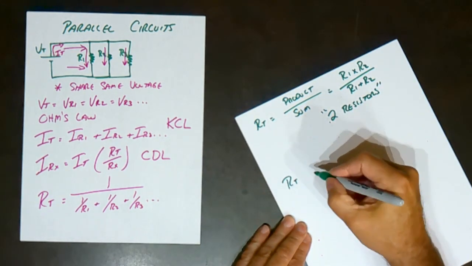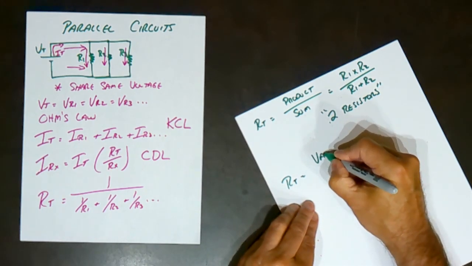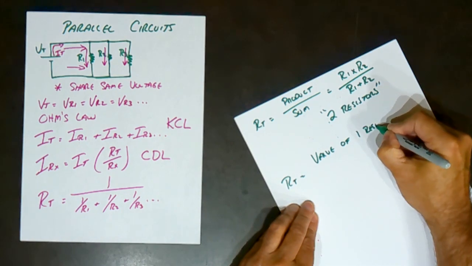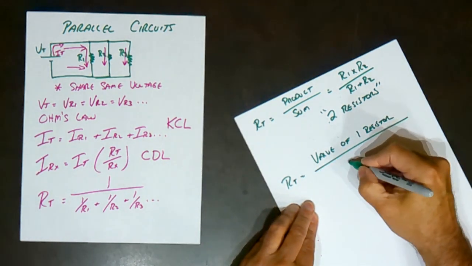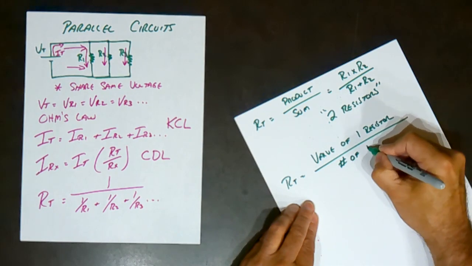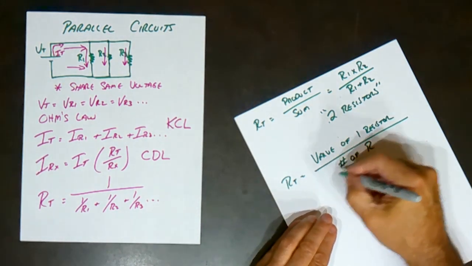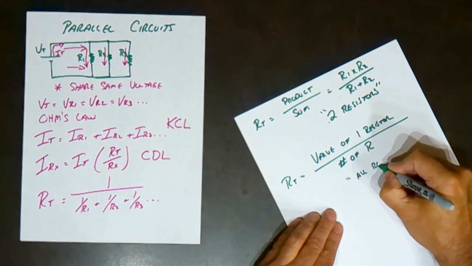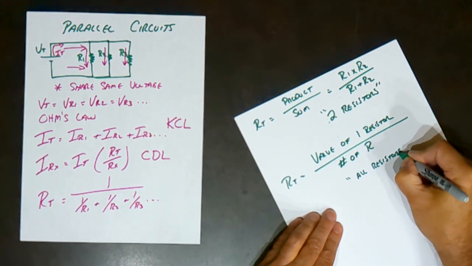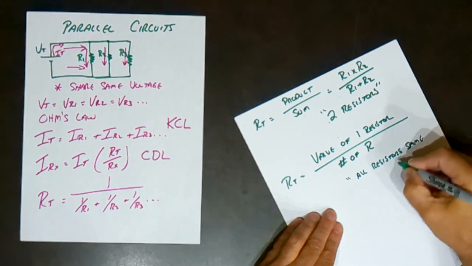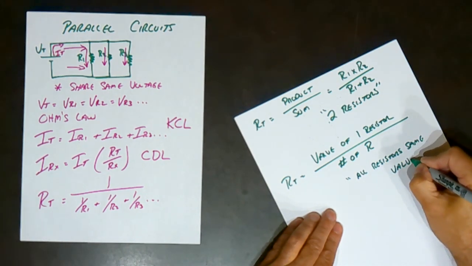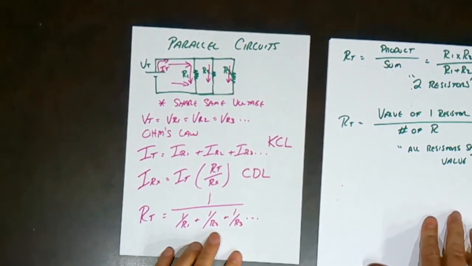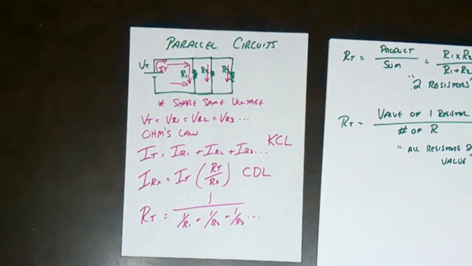There's also this one. R total is equal to the value of one resistor divided by the number of resistors you have. And this formula can be used when all resistors are the same value. So there were two shortcut formulas that we added to our list.